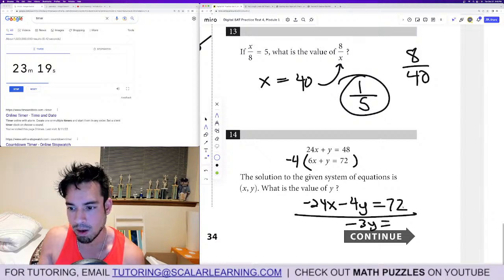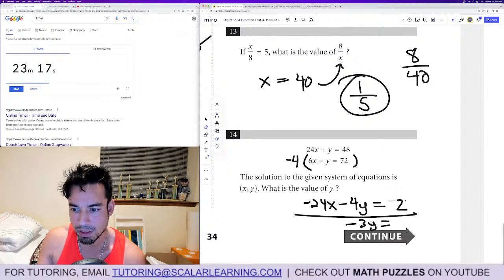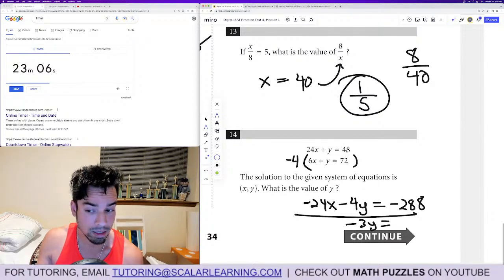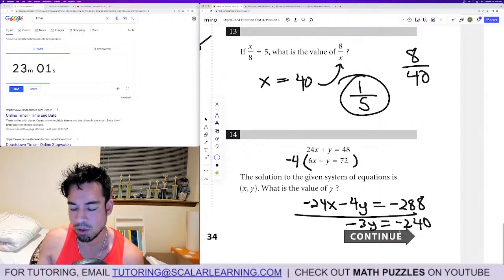Wait. Oh, I forgot to multiply this side. Oh, that's a mistake, my friends. I would have caught it, but -4 times 72 is -288. And then -288 plus 48 is -240. Divide both sides by -3, y equals 80.